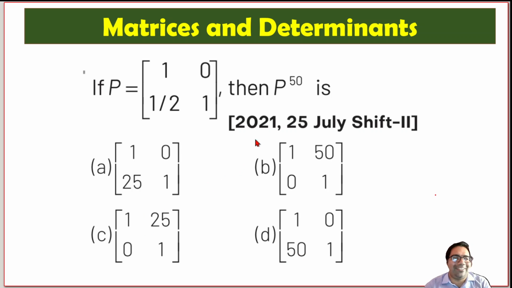Clearly there is a pattern, right? For P power 50, the pattern is that 50 is related to 25 as n is related to n by 2, since 50 by 2 is 25. That's the pattern. Let us try to identify this pattern by doing P square, P power 4, etc. Then we should be able to find out how it is looking, and then P power 50 we can easily estimate.